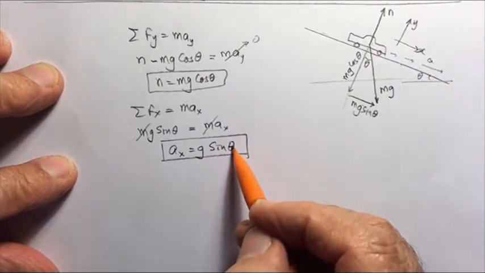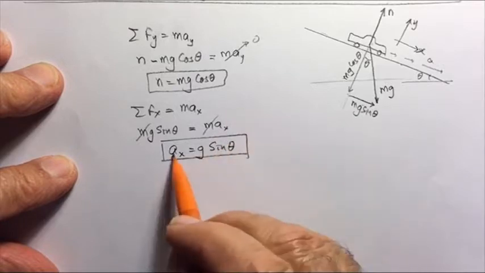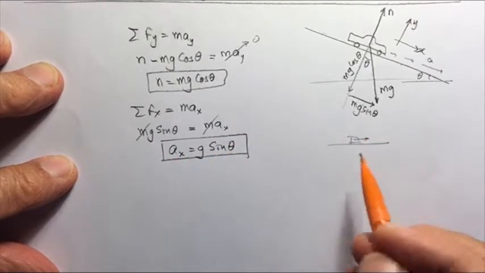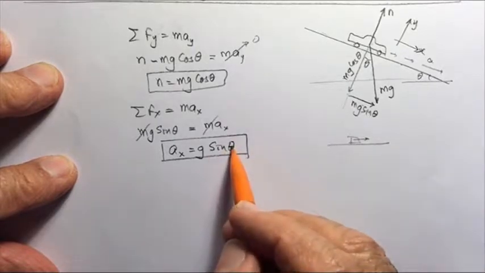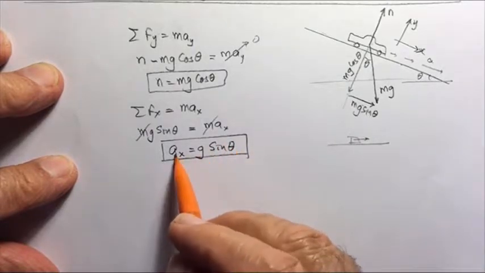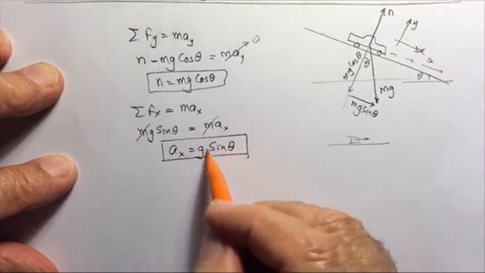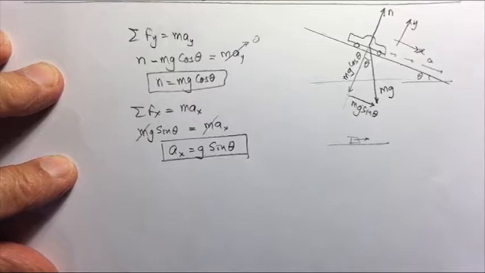When theta is 0, sine theta is 0, there's no acceleration. So on a horizontal surface, if it's moving, it will keep moving with a constant speed. And as theta gets bigger, sine theta gets bigger, and ax gets bigger. When it becomes vertical, this is 90, sine 90 is 1, and a becomes equal to g.